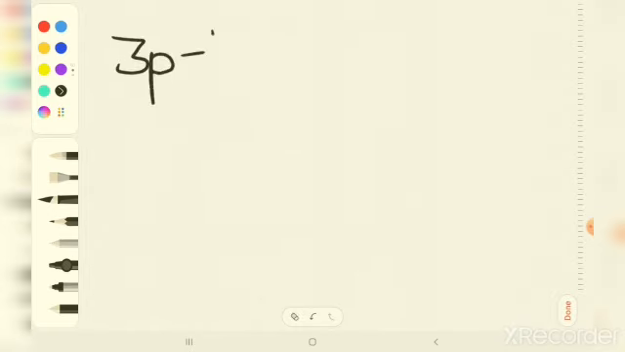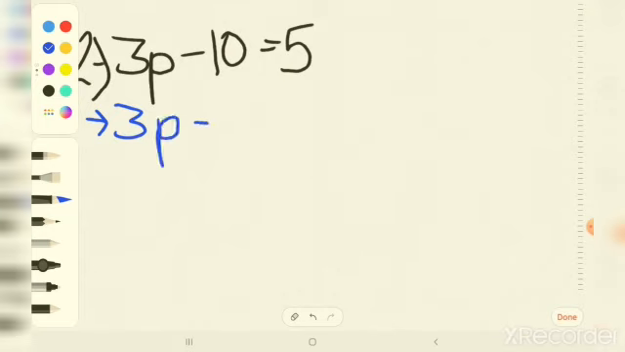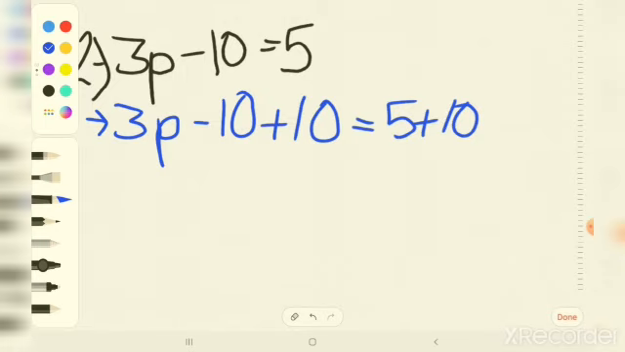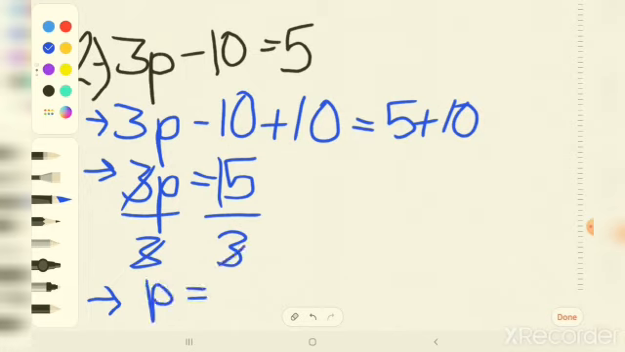3p minus 10 equals 5. For this, first we will remove this minus 10. 3p minus 10 plus 10 equals 5 plus 10, which will give us 3p equals 15. Now we will divide both sides by 3. The answer will be p equals 5.